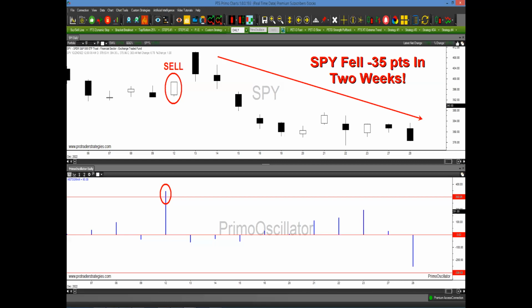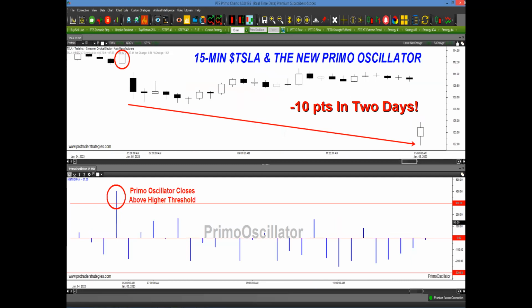Now let's look at something that just happened last week, about 3 or 4 days ago. Here's a 15-minute chart of Tesla as applied with the new Primo oscillator. The same technique, once again, we went above the upper threshold, the oscillator closes above the higher threshold right here at the close of this bar, and look what happened in 2 days. The stock fell 10 points. So this is what we mean, how valuable this is. If you're an intraday trader, a swing trader, or an investor, this tool can really help you, and it's unlike any other oscillator you've used before.